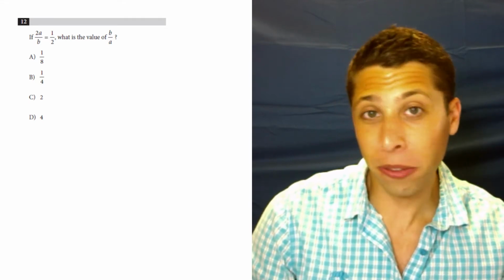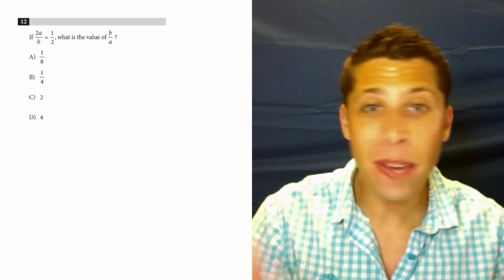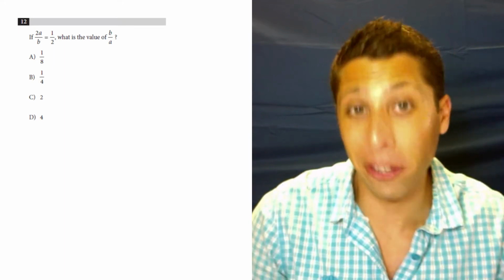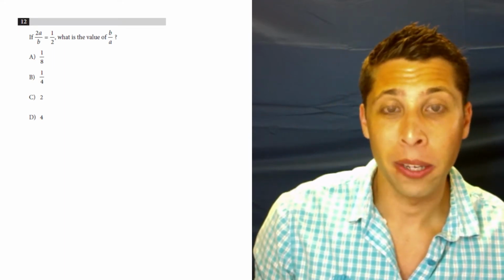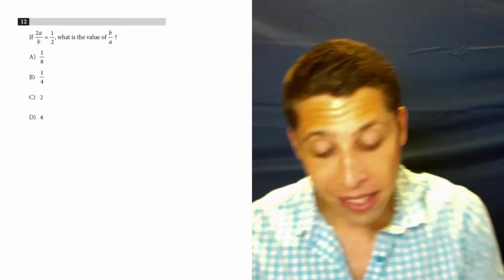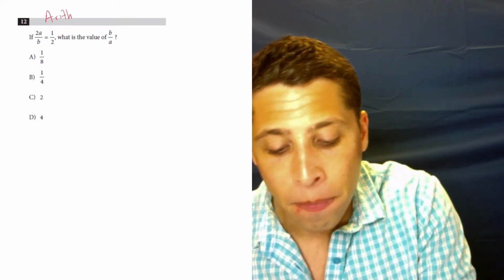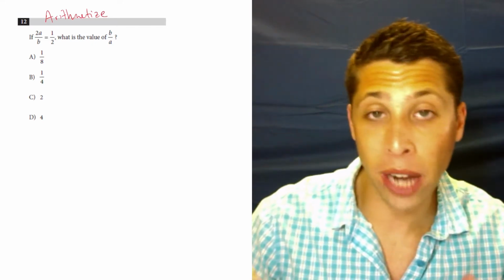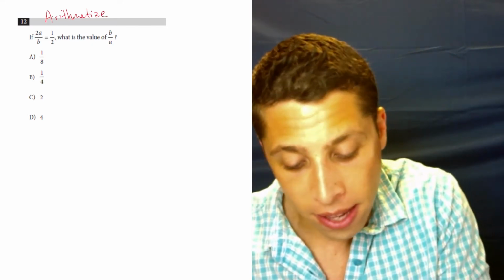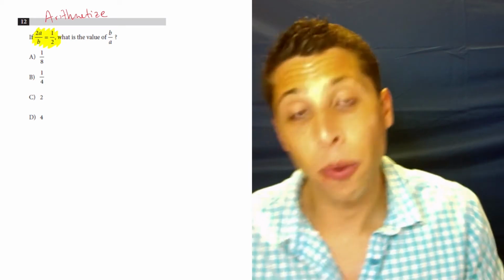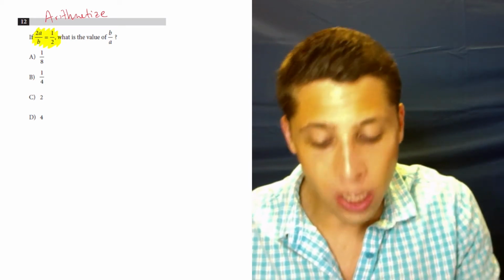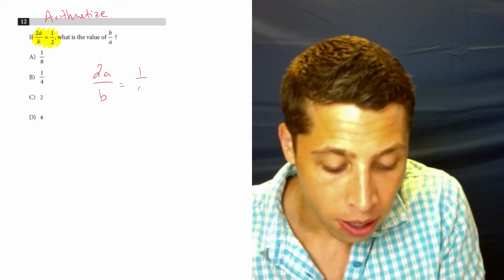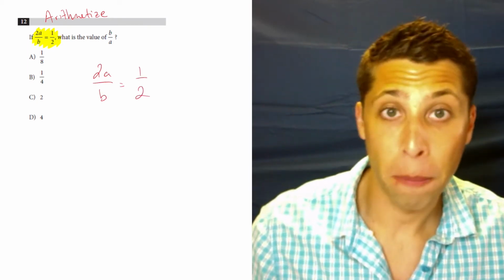Well, the short answer is there is no way to know. A and B are not set values. We can never know what A and B are equal to. But that's actually a good thing, because that means that we can make them up. We can arithmetize here as long as we pick values for A and B that satisfy this condition that we were given in the question, right? So we need to say what values of A and B are going to make this true.